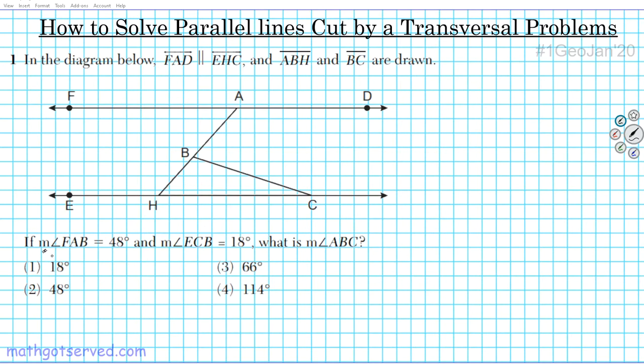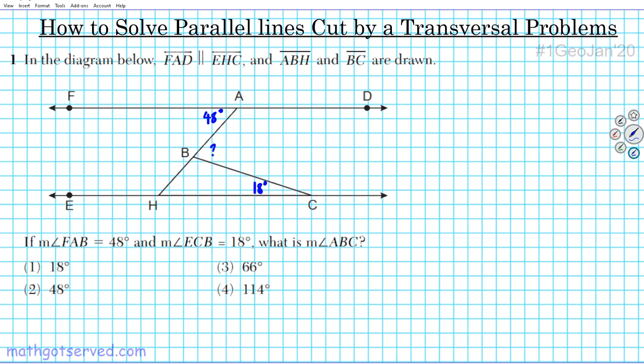Question: if the measure of angle FAB is 48 degrees and the measure of angle ECB is 18 degrees, what is the measure of angle ABC? Let's go ahead and mark the angles that were given. Angle FAB, this is 48 degrees right here. And angle ECB, this angle right here, is 18 degrees. And we are to find angle ABC, this angle right here.